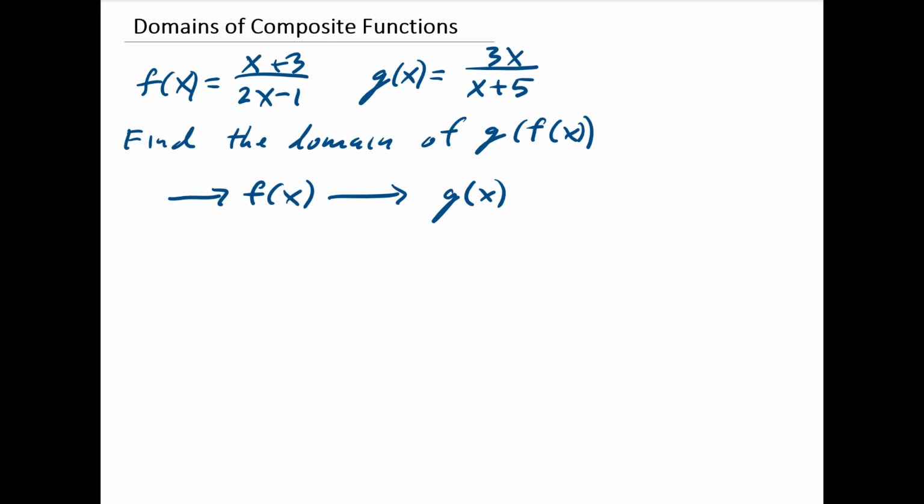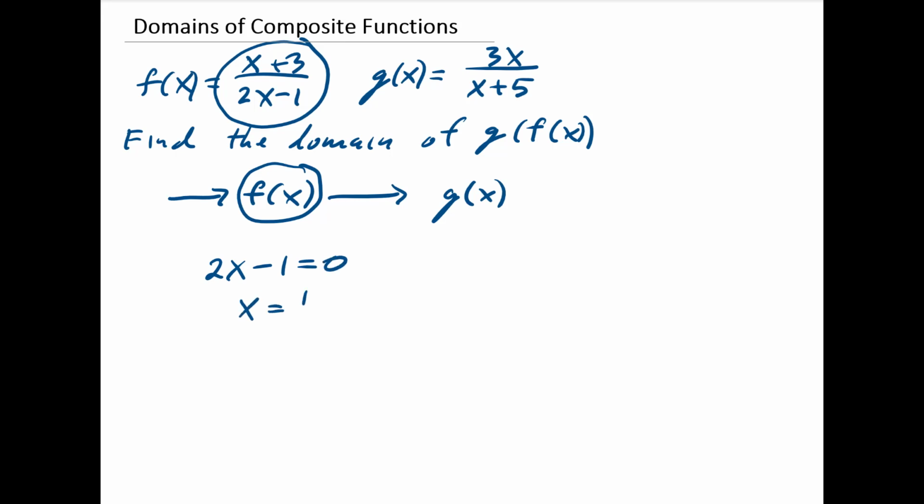Well, first of all, let's look at this f of x. What numbers are we not allowed to plug into f of x? Well, again, to do that, we set the denominator of f of x equal to 0. And if you solve that equation, you get x equals 1/2. Which means we cannot plug a 1/2 into f of x.